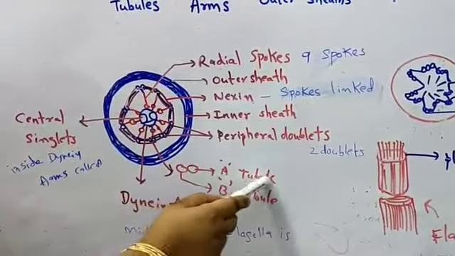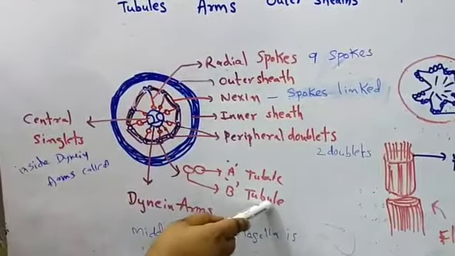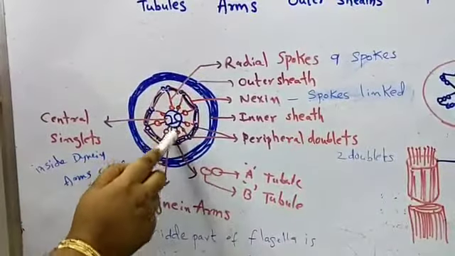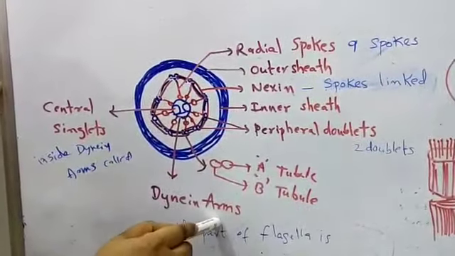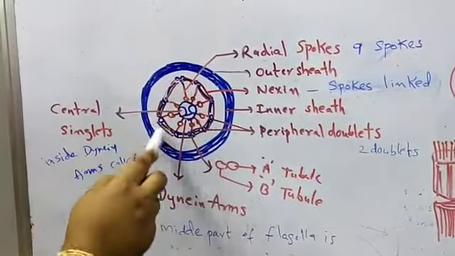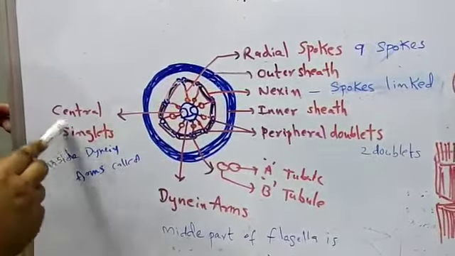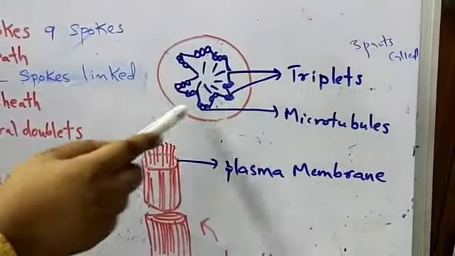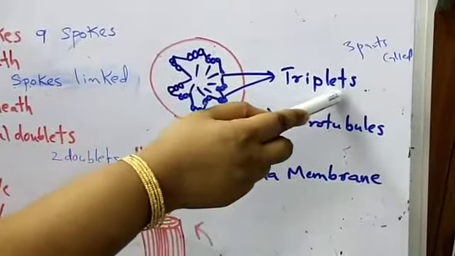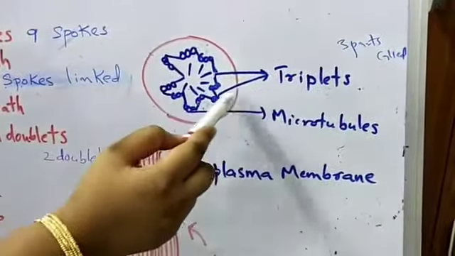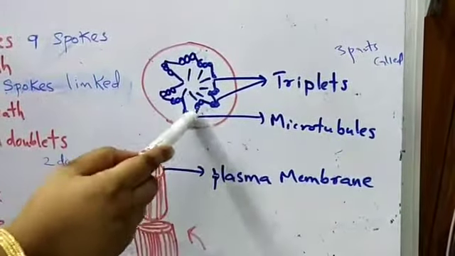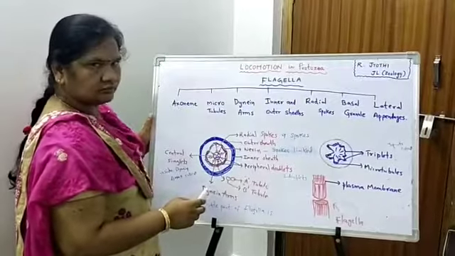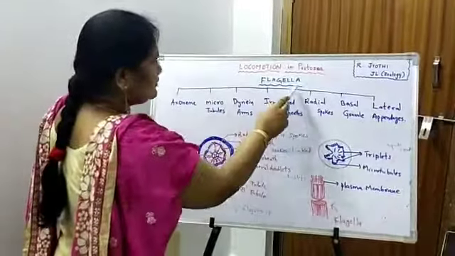First one is the A tubule, second one is the B tubule. The arms on the tubules are called dynein arms. Next, the inside part is called the central singlets. Next, the three-part structure is called triplets. These are the microtubules. This is the structure of the flagella.